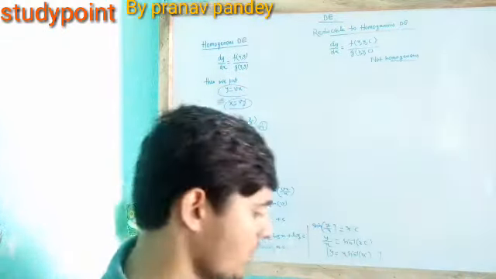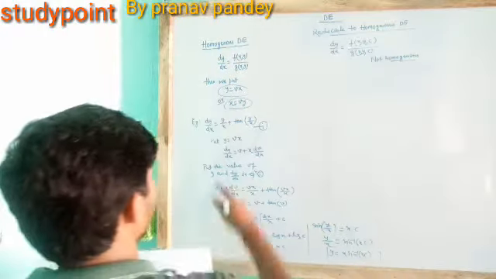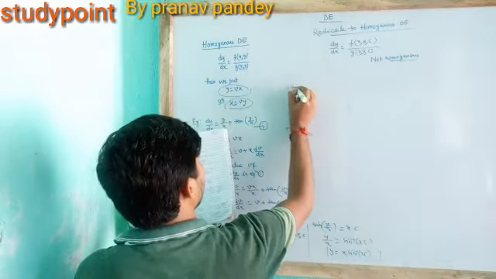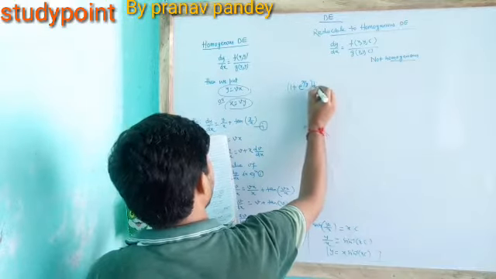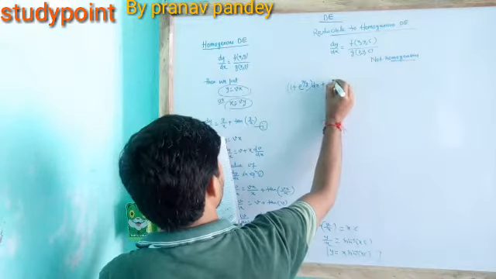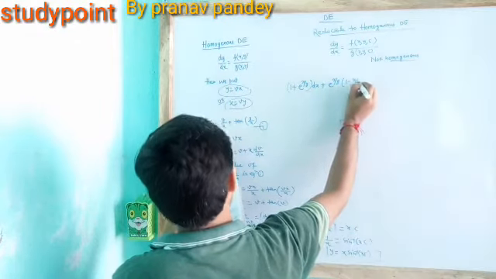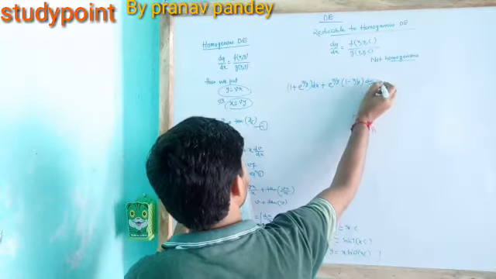I am giving you one question. You may try it with dx upon dy. I am writing here (1 plus e to the power x upon y) dx plus e to the power x upon y (1 minus x upon y) dy is equal to 0.